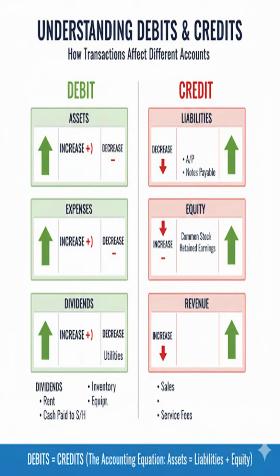C, structure. The T shape clearly separates the account title, debits on the left, and credits on the right. D, purpose. It helps accountants visualize and organize financial data to maintain balanced books.